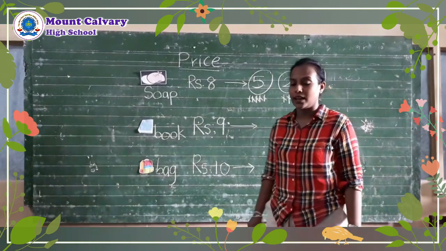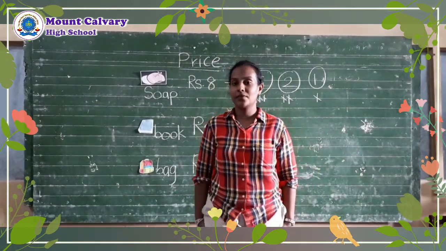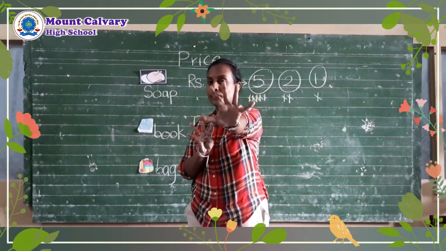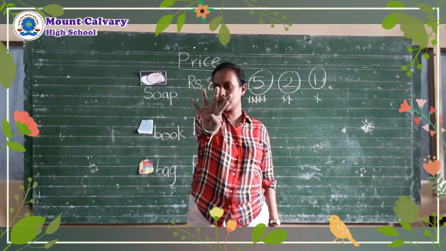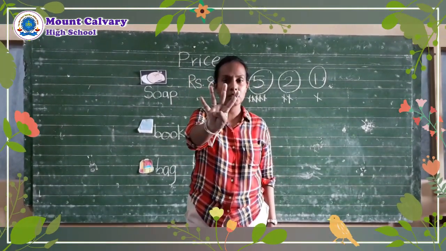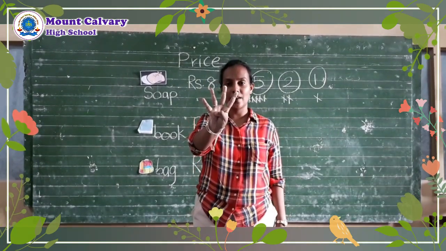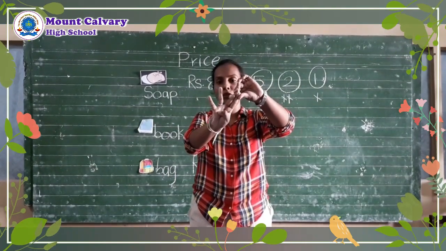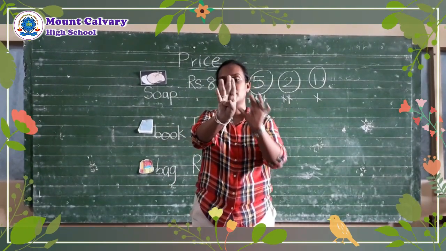How to make 9? Yes, all of you take 9 fingers. Right. What is the amount here? 5. Right, here, 4. Do we have 4 rupees coin? No, we don't have. So try to divide it into 2s. Right. Here I have 2. Here I have 2. Right?